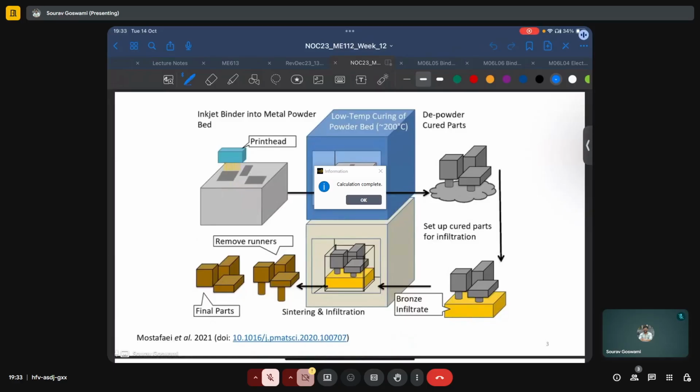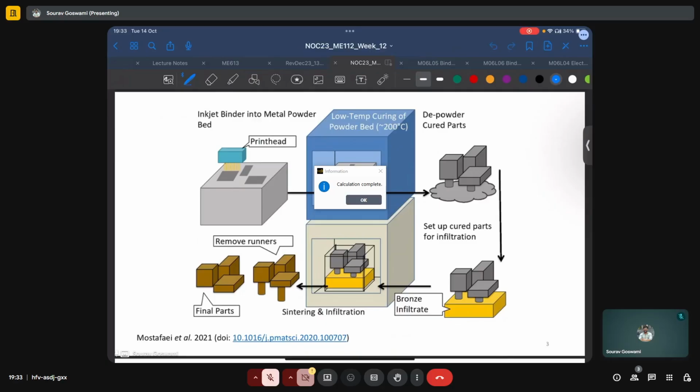So, good evening and welcome back. Let us now take a closer look at the binder jetting or binder based powder bed AM processes. And for this, I came across this really nice review article by Mustafi, which has been referenced here. And I just took a few sections out of it, which may enhance our understanding of the process.